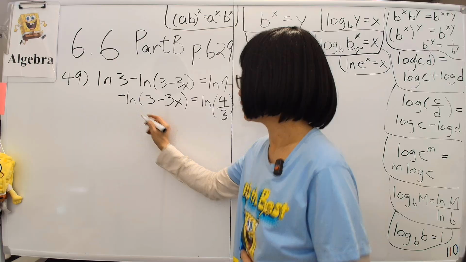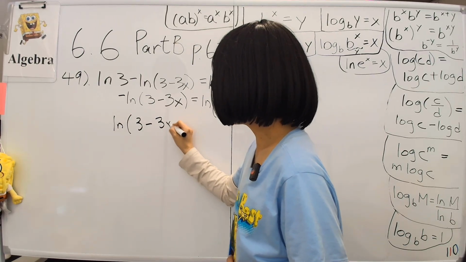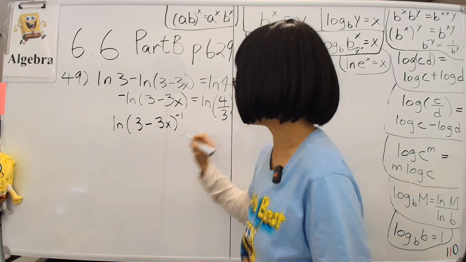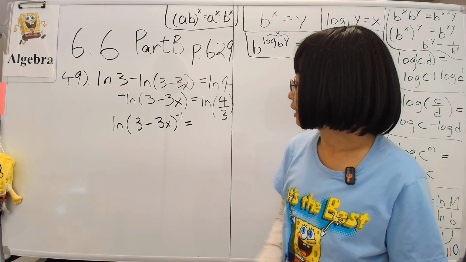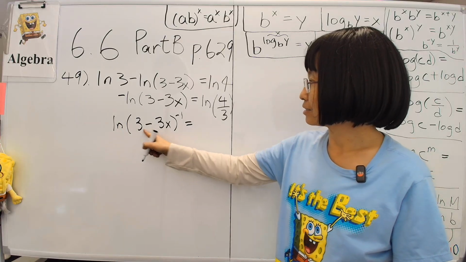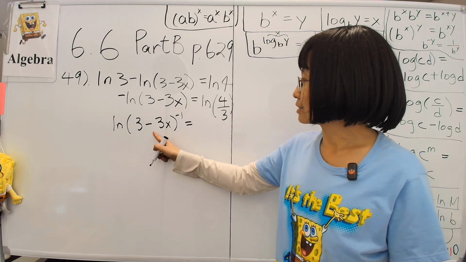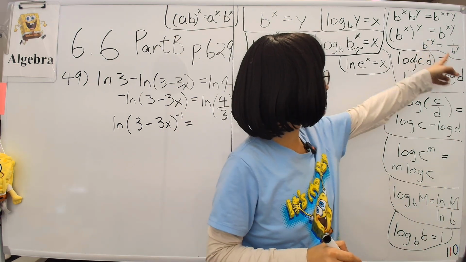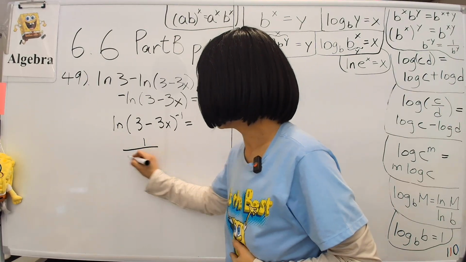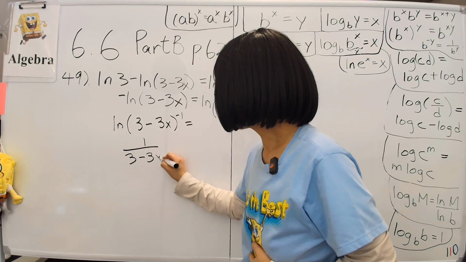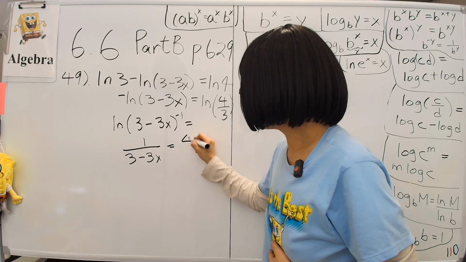So this equation is then equal to the natural log of 3 minus 3x to the power -1. So now it's positive, see? And that again equals that thing right there, okay? Then this thing is going to be equal to what's in here, 4 over 3. Now what is this thing? The minus power is the same as 1 over the thing with the positive power. In other words, this is the same as 1 over 3 minus 3x, like this. All right, so that equals 4 over 3.